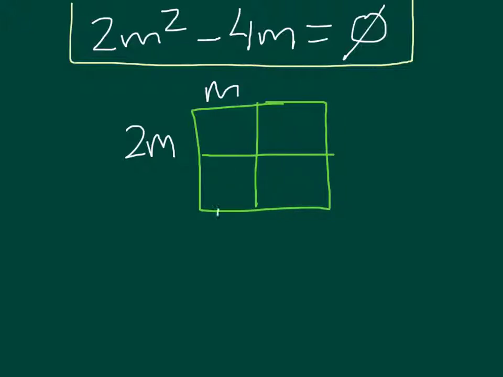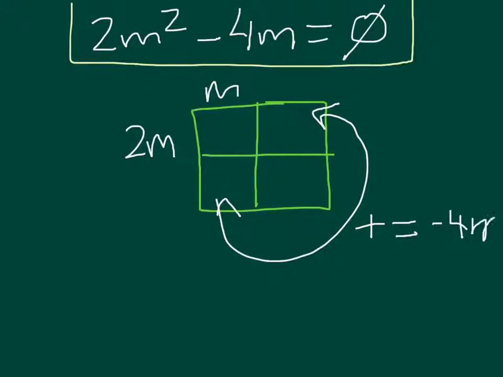and we know that this box plus this box equals negative 4m. And when we look at this equation, we realize that there's nothing in the equation to plug into this, which clearly means that when you multiply the two numbers to get negative 4m, when you add them, they equal 0. So we know this box equals 0.